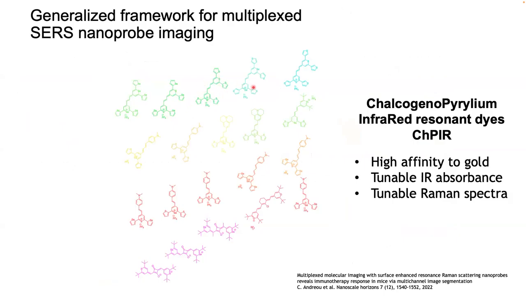They have a very similar structure. However, we can change chemically the species that we put here on the edges, on the pyrrollium rings, and the length of these crosslinkers. So we can tune the absorbances and the resonances and also their Raman spectra. So this is a family of molecules that can work as Raman reporters, and we have a lot of control on their properties.